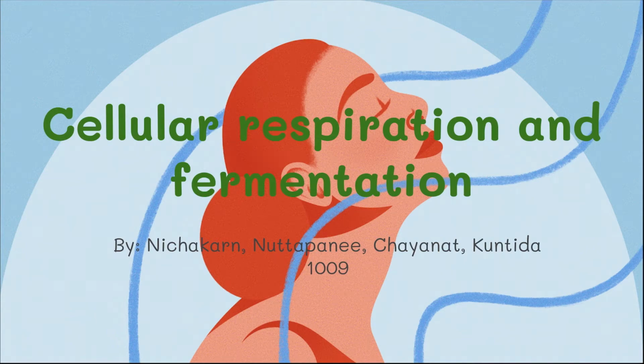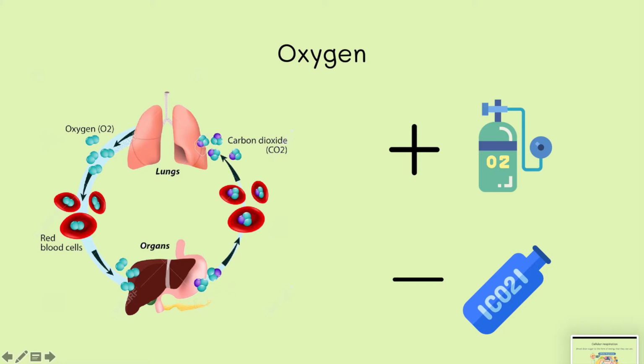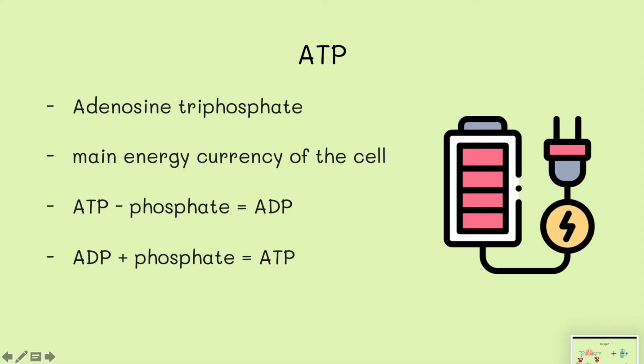Cellular respiration and fermentation. First, let's look at cellular respiration. Cellular respiration is the process which breaks down sugar to the form of energy that they can use in the cell. This picture shows the overall process of cellular respiration. ATP, also known as adenosine triphosphate, is the energy that I talked about.